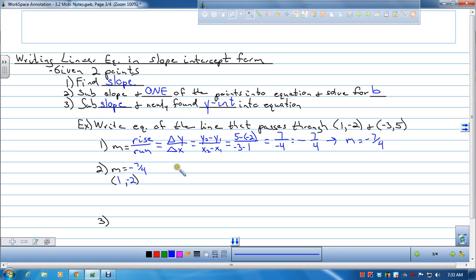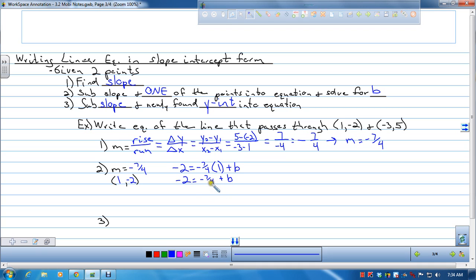Do I know a y value? Yep. Do I know an m value? Yes, -7 over 4. Do I know an x value? Yes, it's 1. Do I know a b value? I do not. So now what I've got to do is solve. So -2 equals -7/4 times 1, which is just -7/4, plus b. So to get that away from the b, think to yourself, what am I going to do? This is just a number. I know it's a fraction. Don't let it scare you. It's just some number that I have a negative value of.